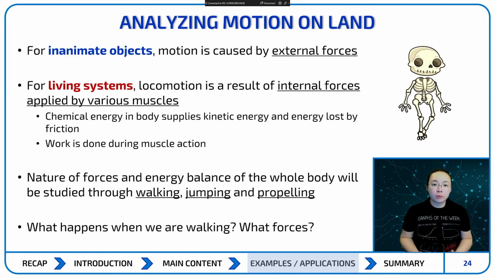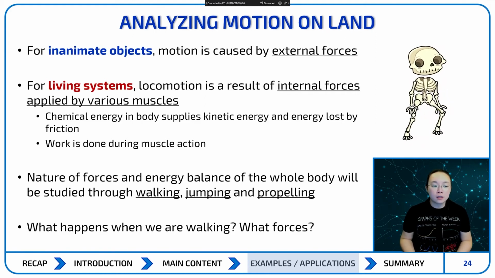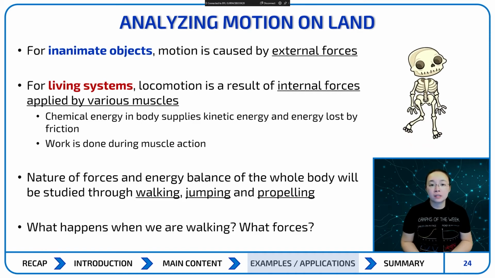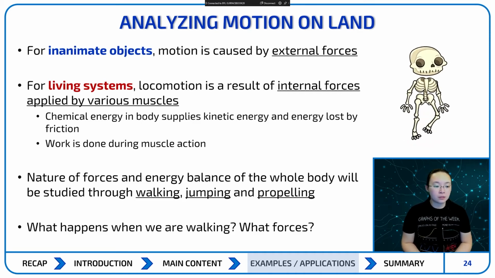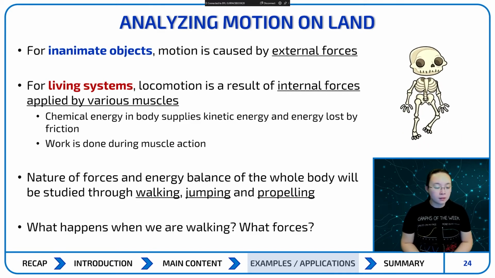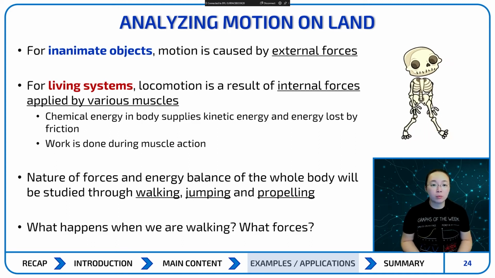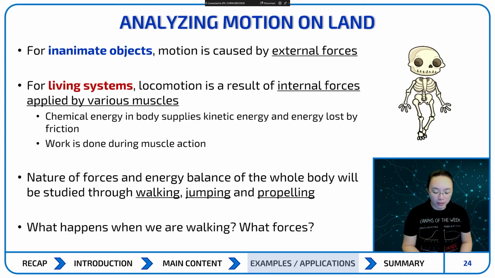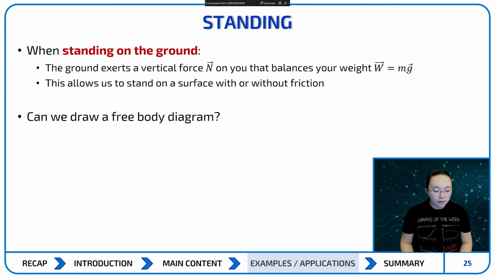In terms of what we're going to discuss for motion on land, we're going to study walking, we're going to study jumping, and we're going to study propelling. So these are 3 different types of scenarios that will have different free body diagrams for each. So the first thing we want to ask ourselves is, what happens when we are walking? What kind of forces act on our body?